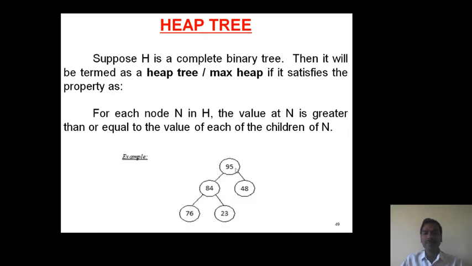Now observe this example: 95, 84, 48, 76, 23. When we observe this format, at any stage, the parent value is greater than or equal to the child value. So 95 is greater than 84 and 48. 84 is greater than 76 and 23. Such a representation is known as a heap tree, which is also referred to as a max heap.